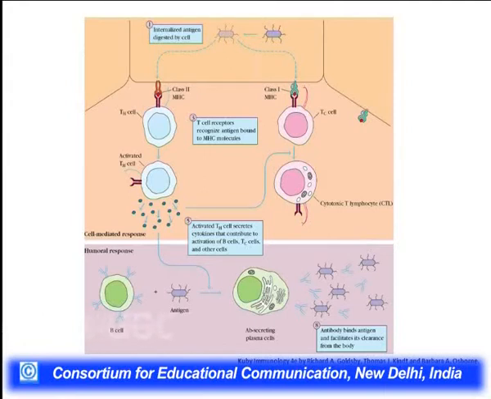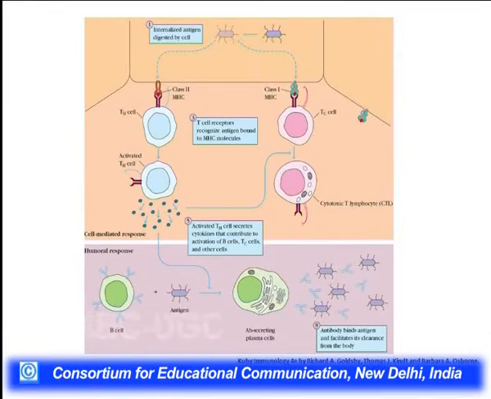Now the MHC2 complexes help to present the antigens to the T helper cells. As soon as the T helper cells recognize the antigen which is attached to the MHC cell, they get activated, and by the activation what happens is they start secreting the cytokines. Now these cytokines go and activate the other B cells or humoral response or the cytotoxic T cell.